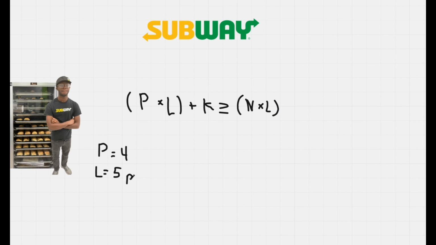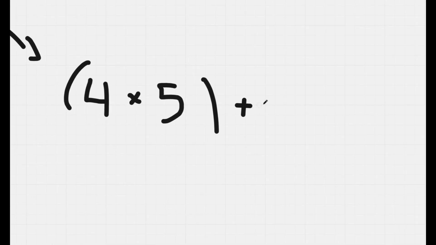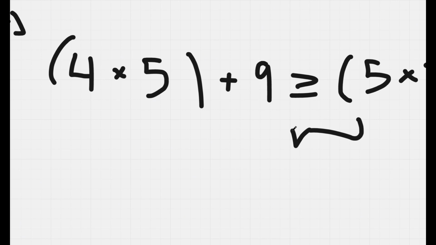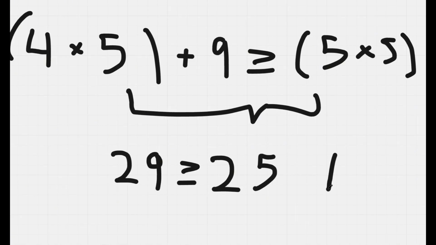If he has 4 pans and 5 can go on each pan, 9 left over, and a minimum of 5 pans for the next day, 4 times 5 plus 9 is greater than or equal to 5 times 5, which is 29 greater than or equal to 25, which is true. That means he has enough bread for the next day.